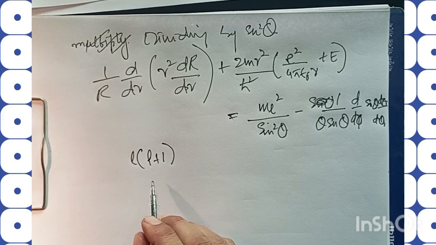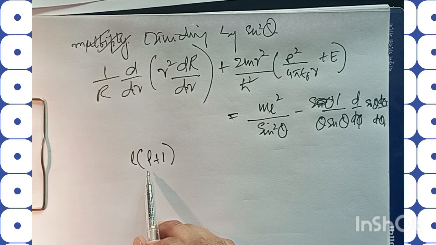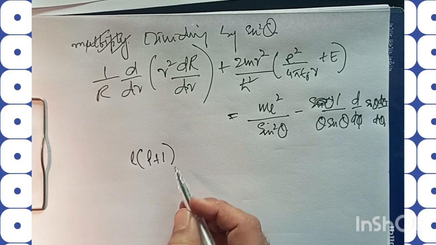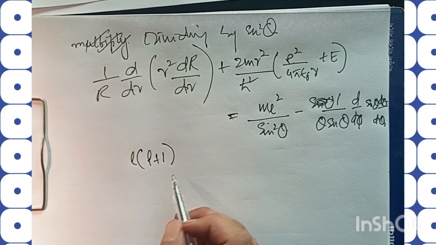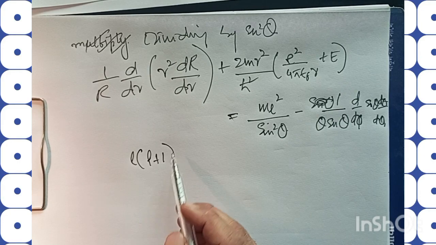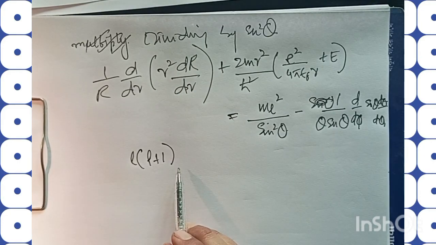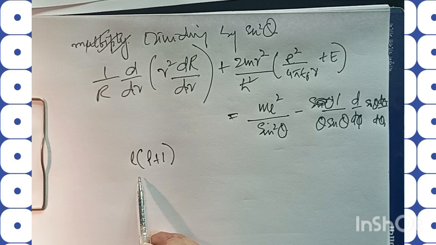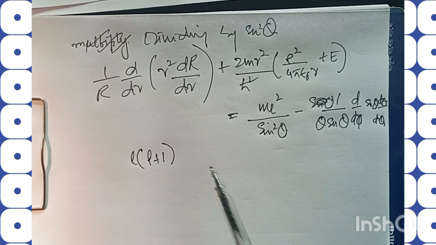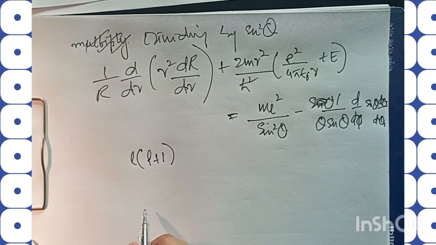And there is more than one reason to choose this constant equal to L into L plus 1. And this is another important reason, over ml square, which we chose in the previous case. So the equations for theta and r can be separated out. And I would like to write down those equations.